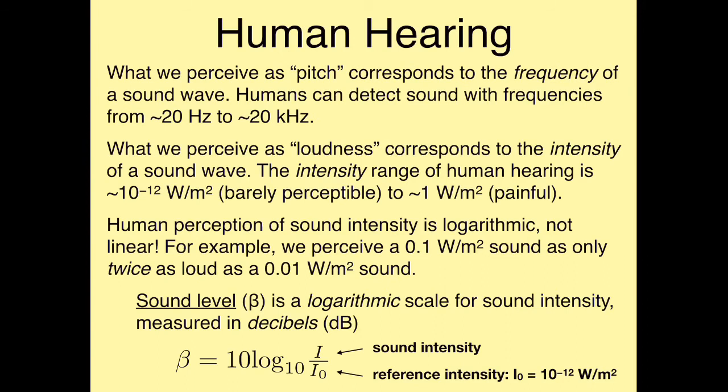Now, the next thing to note is that what we perceive as the loudness of a sound, how loud it sounds to us, corresponds to the intensity of the sound wave. So high intensity waves sound loud, and low intensity waves sound quiet. So again, when it comes to intensity, there's a certain range that we can hear. The lowest intensity that we can actually pick up is about 10 to the minus 12 watts per square meter.